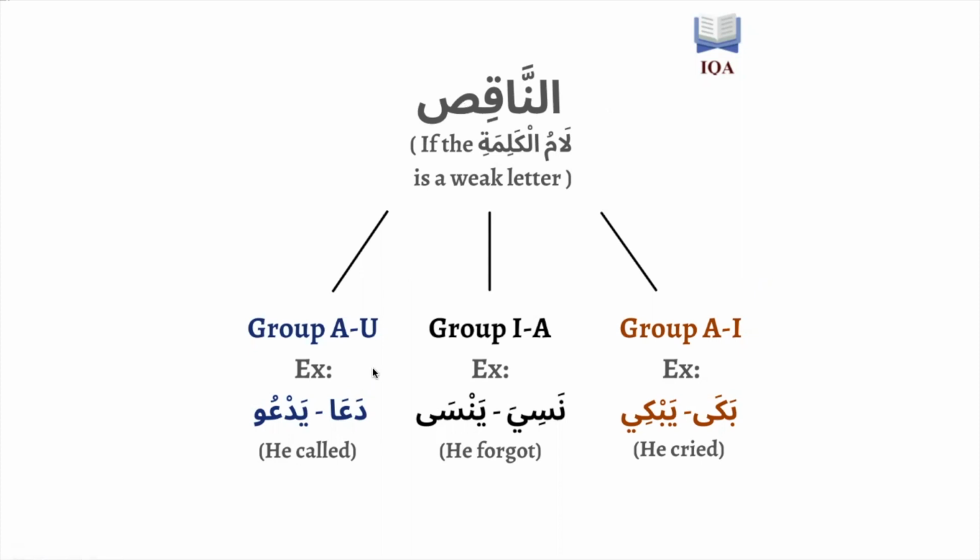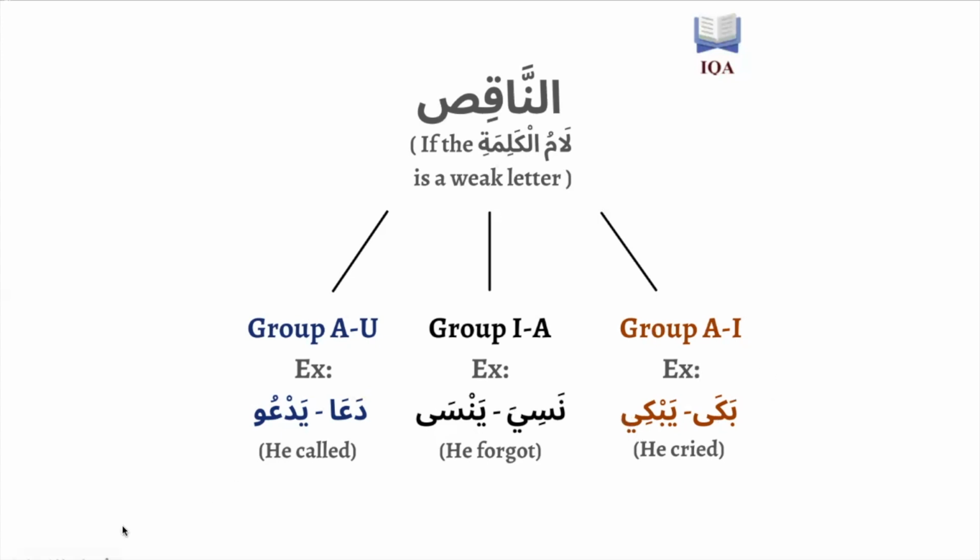But the verb that's naqis can be broken out to three groups. Group AU, da'a yad'u. Group EA, nasiya yansa. Group AE, baka yabki. So here, what was the alif changed to a waw, if you will. Here, the ya changed to an alif, and here the alif changed to a ya. So why is it important to understand?